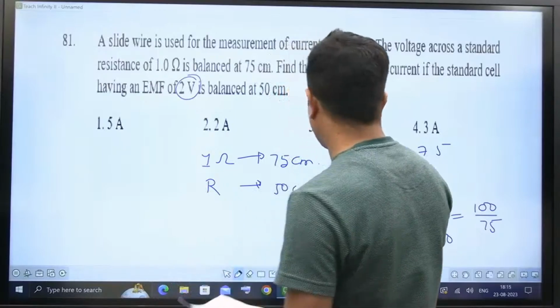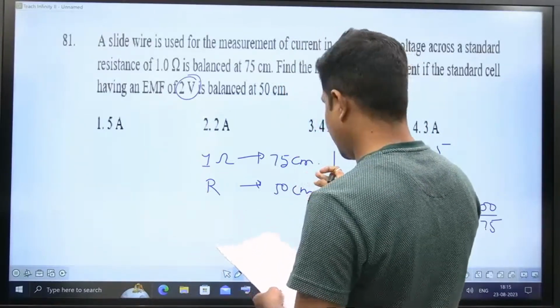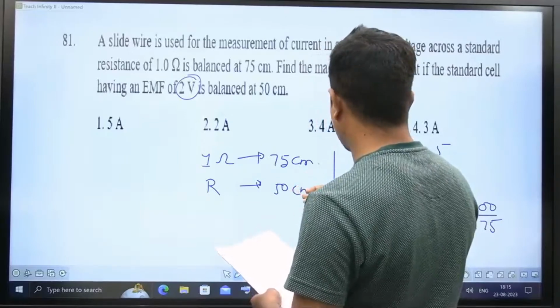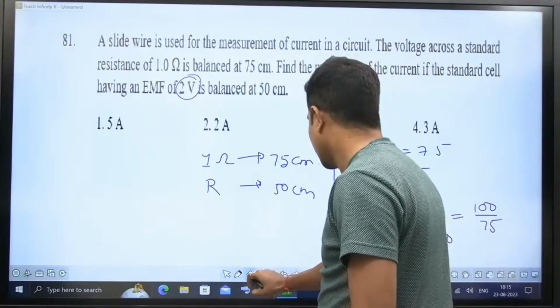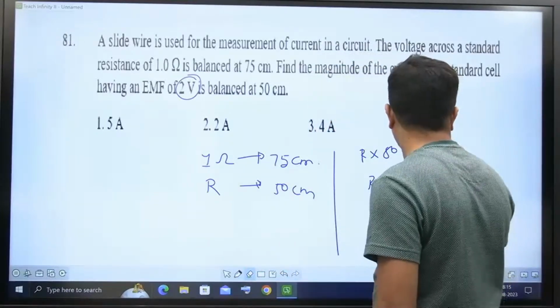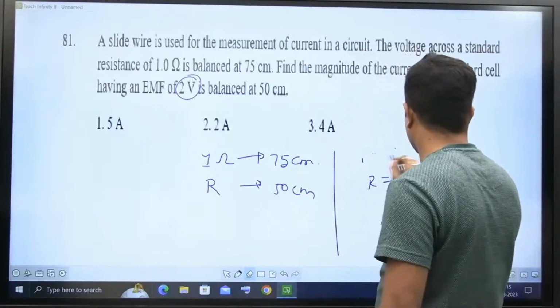Yeah, so okay, data is perfect. 75 centimeter, it is 1 ohm. Then 50, R into 75. Oh, here I committed a mistake. Just a minute. This is wrong. Let me erase. I'm erasing here.